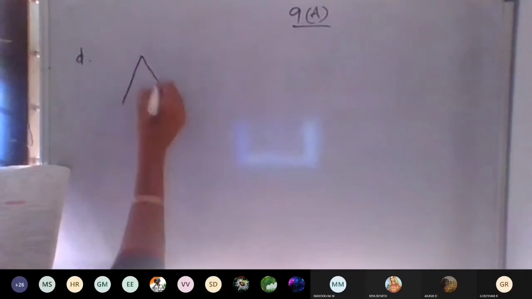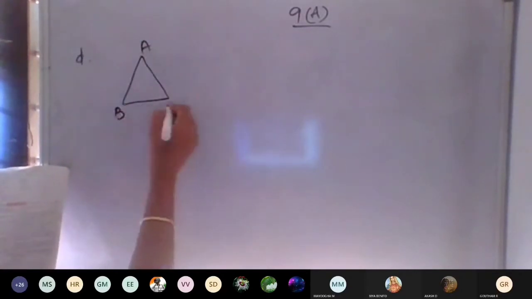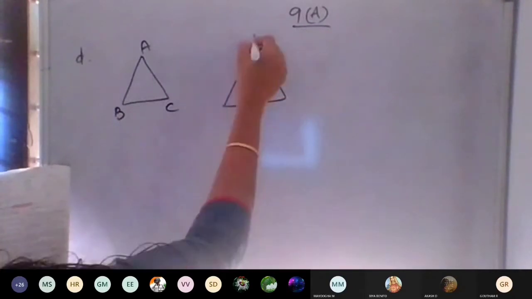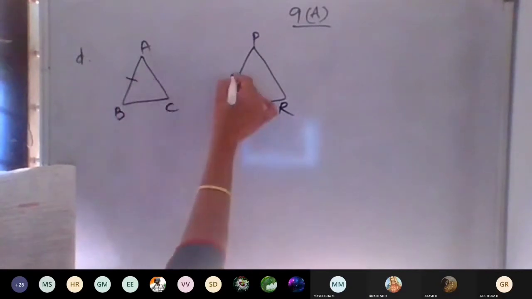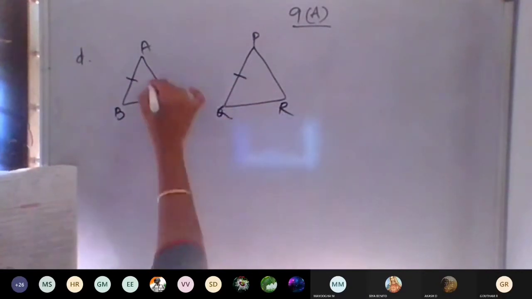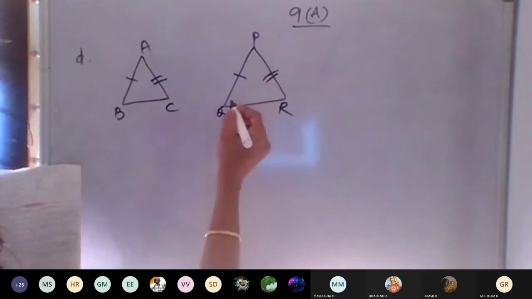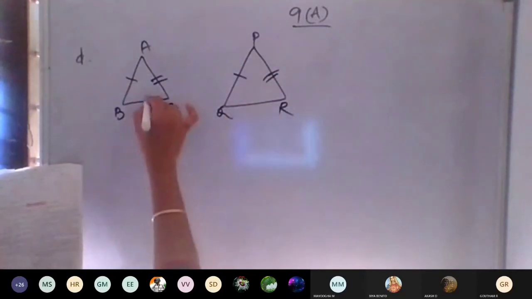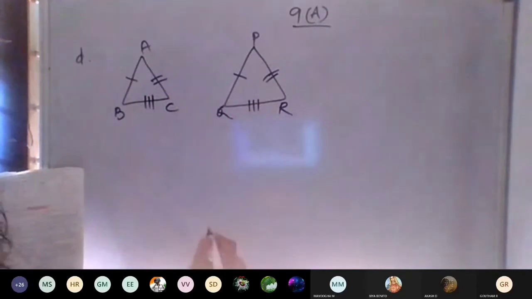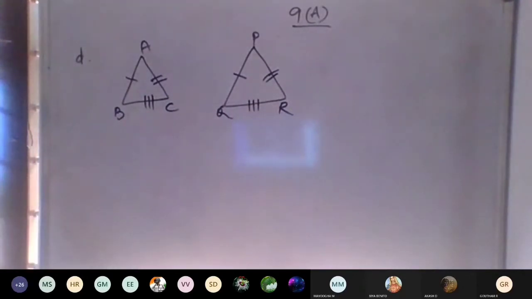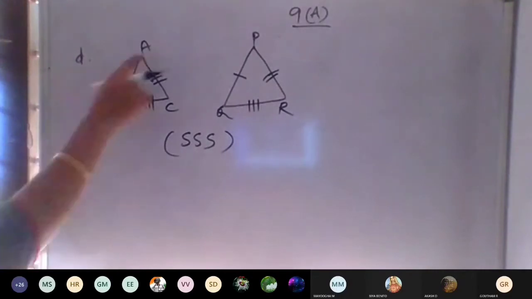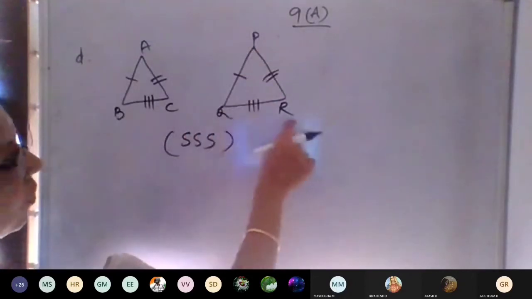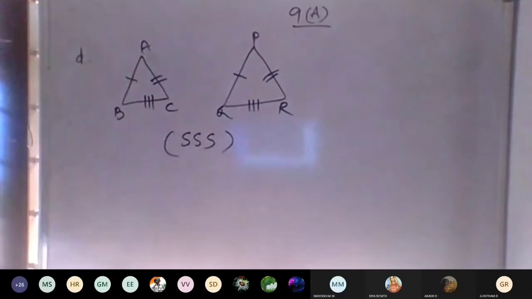So, question number D. Triangle ABC and triangle PQR. AB is equal to PQ. AC is equal to PR. Two lines. BC is equal to QR. So draw three lines. So we can say these two triangles are congruent using SSS. So triangle ABC is congruent to triangle PQR, in brackets SSS.